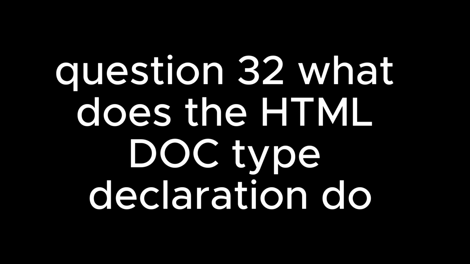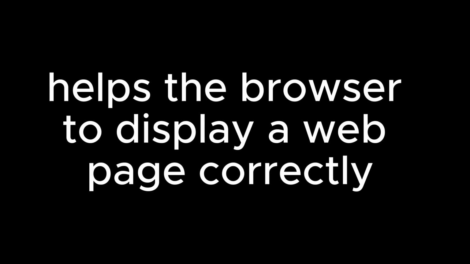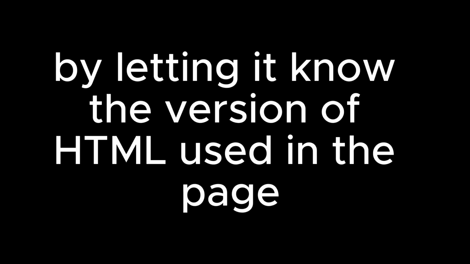Question 32. What does the HTML doctype declaration do? Answer. The doctype declaration helps the browser to display a web page correctly by letting it know the version of HTML used in the page.